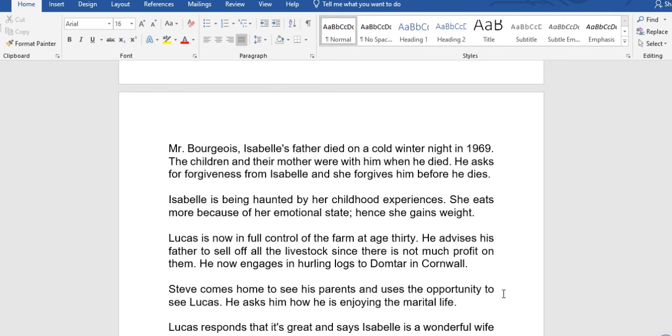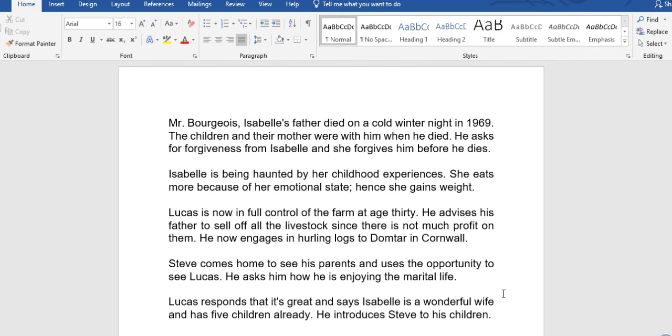Mr. Bashwas, Isabel's father, died on a cold winter night in 1969. The children and their mother were with him when he died. He asked for forgiveness from Isabel, and she forgives him before he died. Remember what Isabel told Lucas the other time, that her father used to abuse her whenever he was drunk. So the man now begs for forgiveness from Isabel before he died.